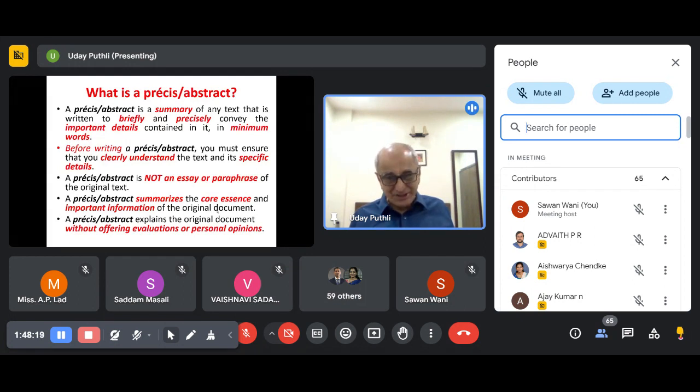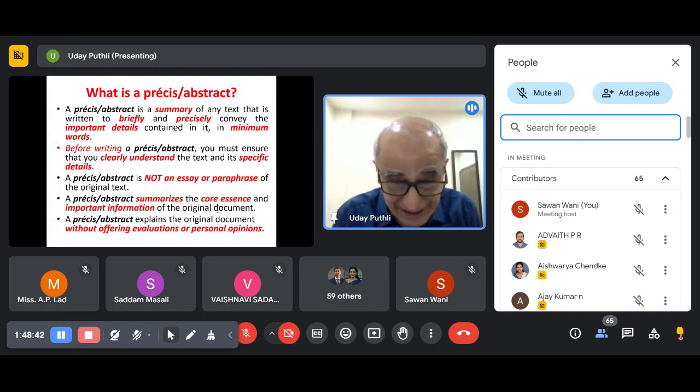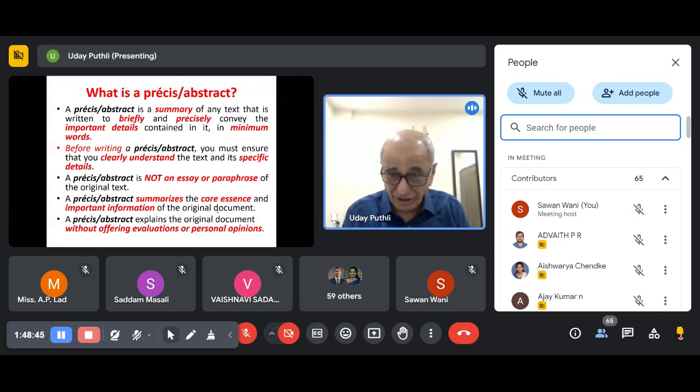Before writing a précis or abstract, you must ensure that you clearly understand the text and its specific details. A précis or abstract is not an essay or paraphrase of the original text. It does not mean that you are writing the text in your own words. It is not an essay where you are putting down your own ideas. You are not deviating from the original text. You want to know exactly what the author is saying. The only difference is that you are picking up the important points and condensing them into something much smaller.